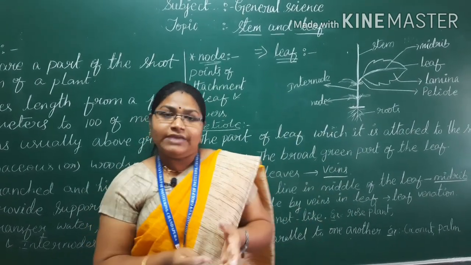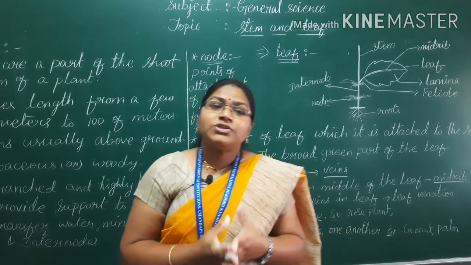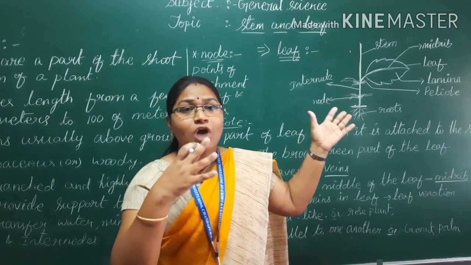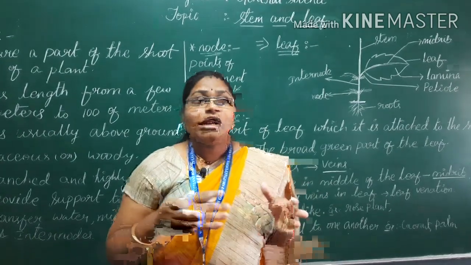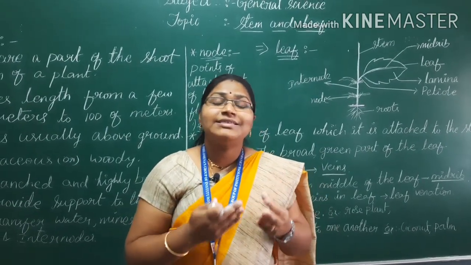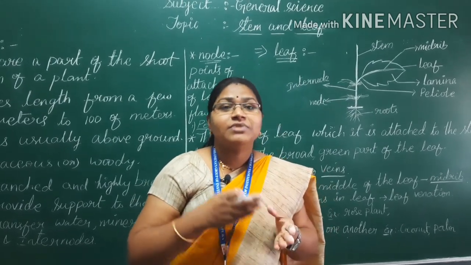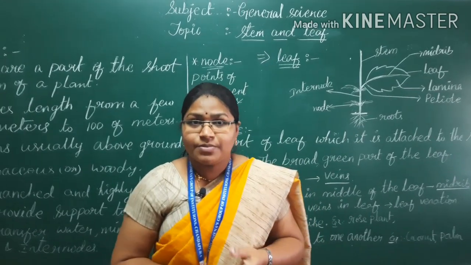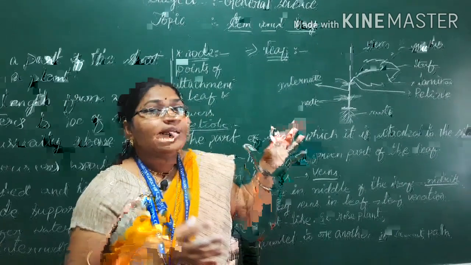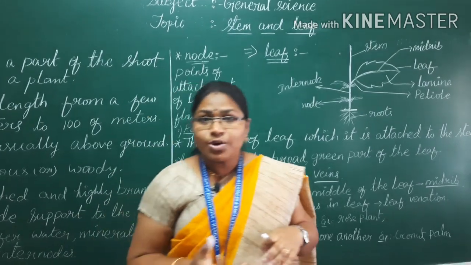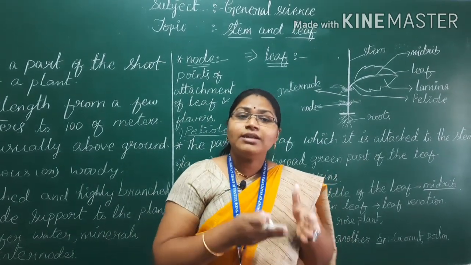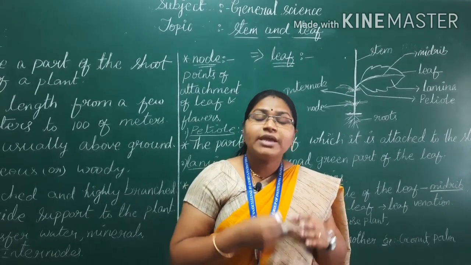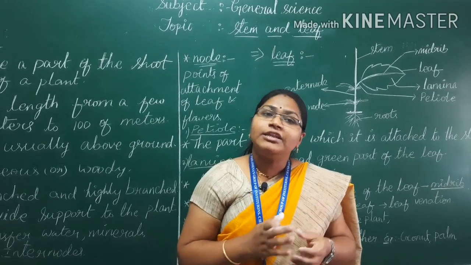Next part is the leaf. Same as the stem, the leaf is also very essential. If you look at your surroundings, plants do not have the same kind of leaves, and the leaves are not the same size, color and shape. But leaves are mostly green, sometimes reddish brown. Why? Because green leaves contain a pigment which is chlorophyll. That is why the leaves are mainly green in color.